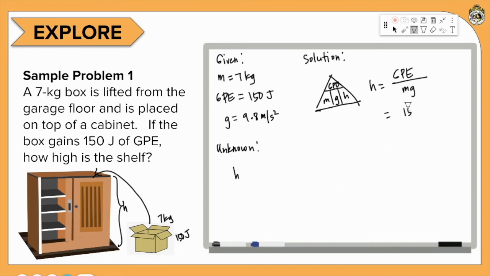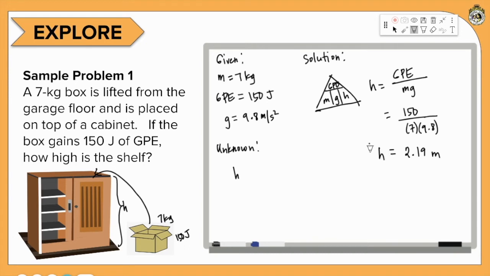So that's 150 joules. We can skip writing the units because they are in their proper units anyway. And then we divide by 7, and then G, 9.8. So when you're using your calculator, this is how you do this. That is 150 divided by 7, then divide by 9.8 again. And then you are supposed to get 2.19. I rounded off to two decimal places, and the unit for height is still the meter.